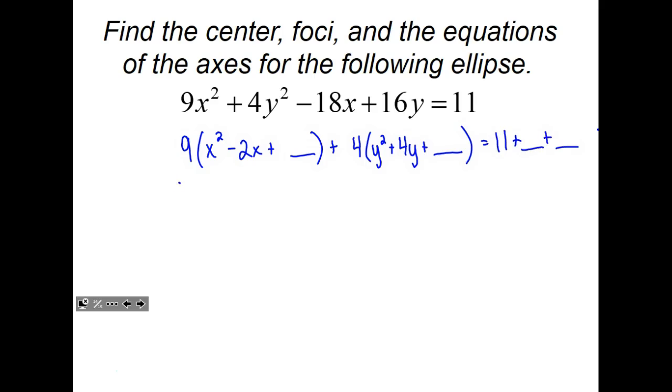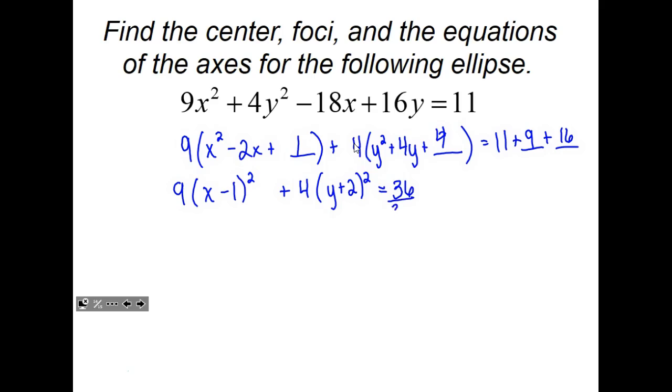So here I'll have 9 times x minus 1 squared. 1 squared is 1. Be careful here. We do not add a 1 to the other side. We have to do 1 times 9, which gives us 9. So we add 9 to this side. And then I'm going to have 4 times y plus 2 squared. And then when we square that 2, we get a 4. Add up here in that blank. Don't add the 4 over here. You have to do 4 times 4, which is going to give you 16. So whenever we add those together, we're going to get 36.